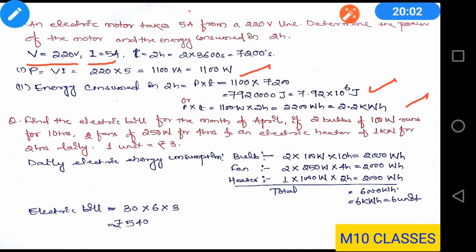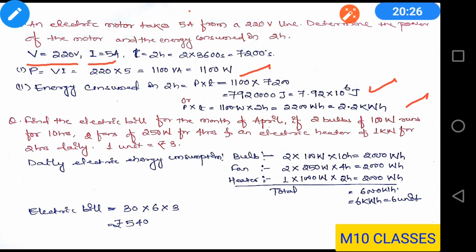Now another numerical, find the electric bill for the month of April if two bulbs of 100 watt run for 10 hours, two fans of 250 watt run for 4 hours, and an electric heater of 1 kilowatt runs for 2 hours daily, and one unit is rupees 3. So how to find it?